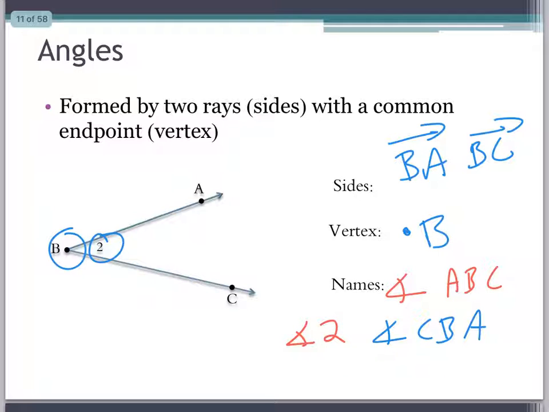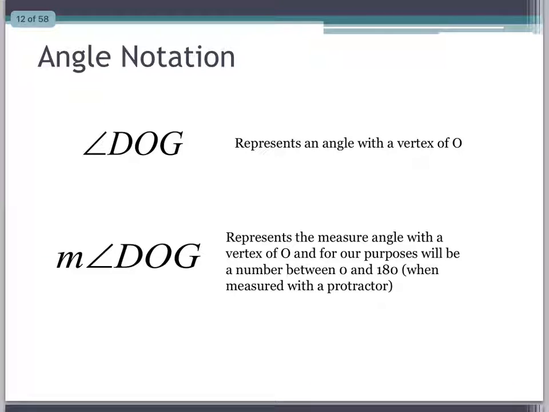Okay? So, again, angles are formed by two rays with a common endpoint, or the vertex. This part's kind of important because I know this question actually appears on my test. This right here, with the angle DOG, represents an angle with a vertex of O.